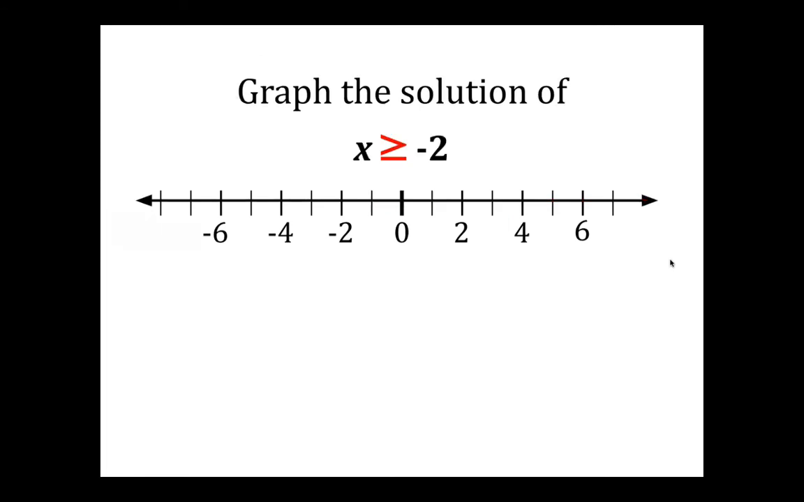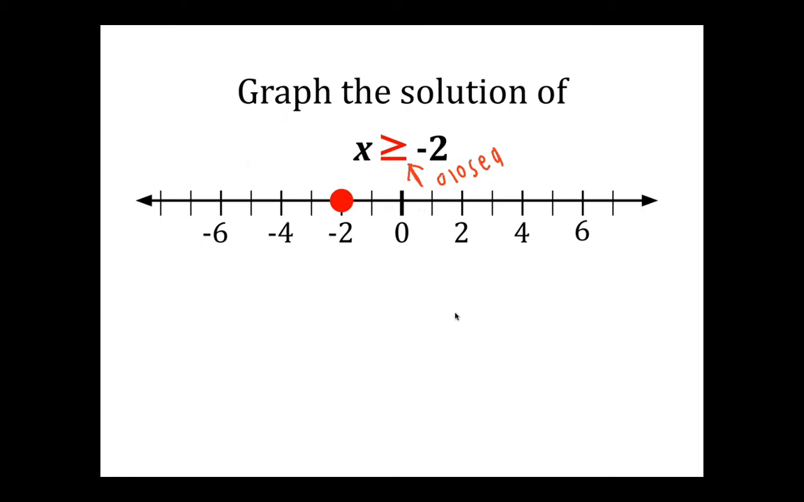Here's another example. We have x is greater than or equal to -2. So go ahead and first draw your number line. I have mine drawn below. And now go ahead and plot your point. Now you can see here that you have greater than or equal to. We have the line under the symbol, so we know that it is going to be a closed circle. So go ahead and draw a closed circle at -2.